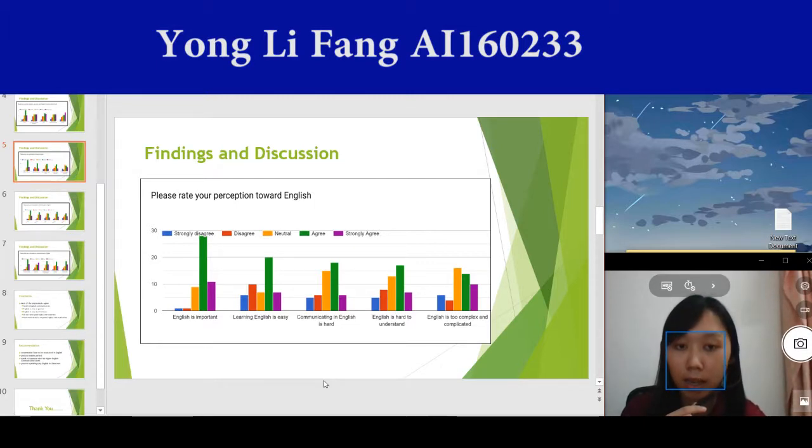For the last question, most of the respondents have a neutral perspective on whether English is complex and complicated. Overall, most of the respondents think that English is very important and learning English is easy. But surprisingly, some respondents think that communicating in English is hard, and they do agree that English is hard to understand, complex, and too complicated.